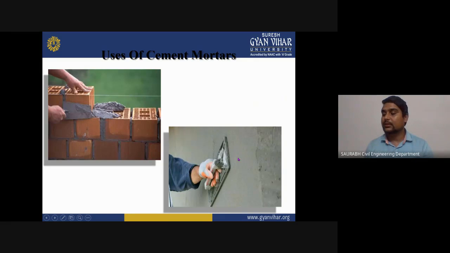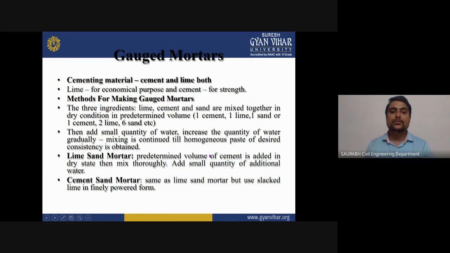Use of cement mortar, as you can see here, this is the use of cement mortar from where you can make the plastering work and you can also do the binding of the wall. Gauge mortar is here also. Cementing materials, cement and lime both, is known as gauge mortar, with lime used for the economical purpose of cement.